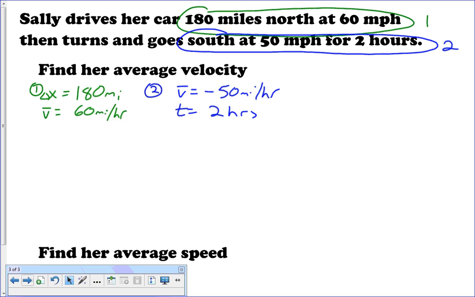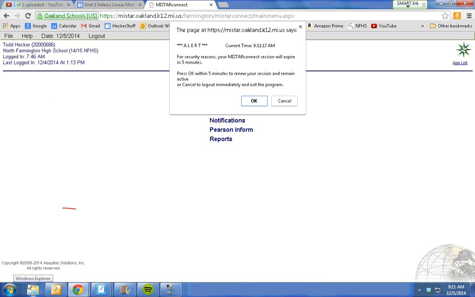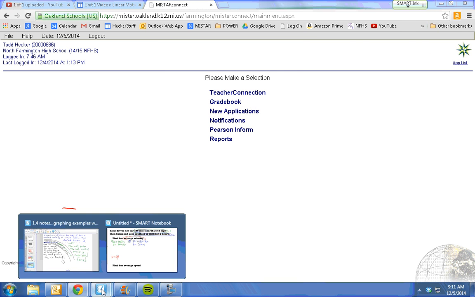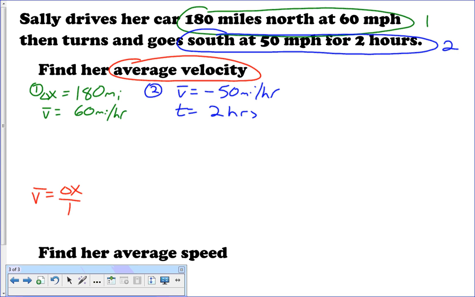Okay. So the question wants us to find average velocity. So here's the deal. Average velocity is displacement over time. But the problem is that I know the displacement for the first part of the trip, but I don't know it for the second part of the trip. And I know the time for the second part of the trip, but I don't know it for the first part of the trip. Okay? What you cannot do, please hear me say this, is take the displacement for the first part of the trip and divide it by the time for the second part of the trip. That doesn't make sense. Okay?